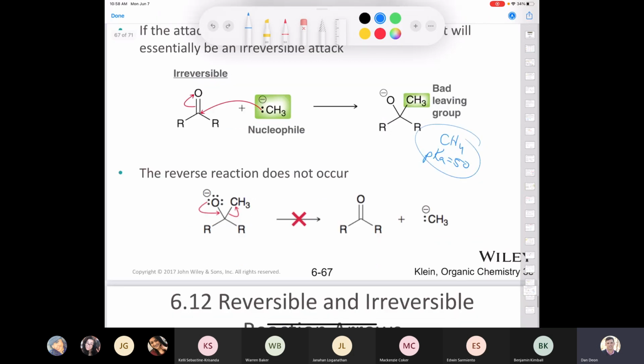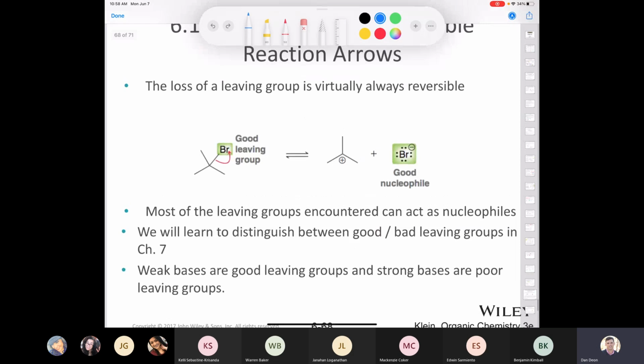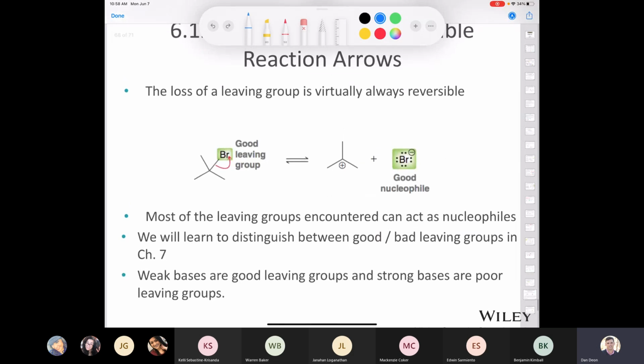So that uses pKa's that we've already learned. So the loss of a leaving group is virtually always reversible, okay? Virtually. So now we've switched arrows from nucleophilic attack to our LLG. LLG is pretty much always reversible, because think about it. If you have a leaving group, that means it should be the conjugate base of a strong acid. So usually an LLG is going to be a reversible reaction.